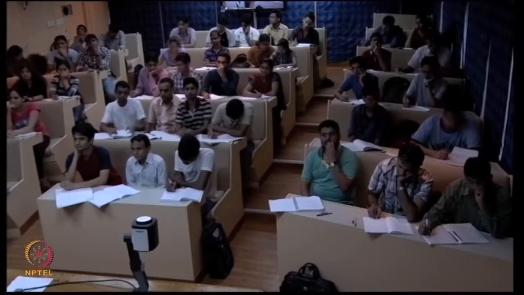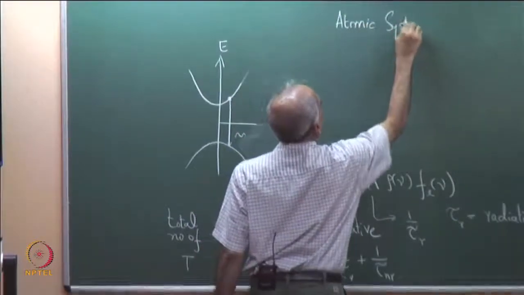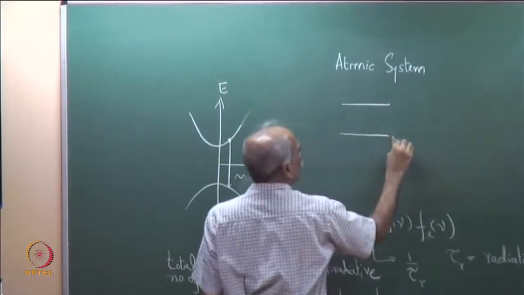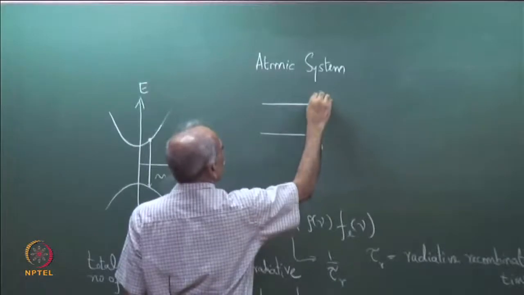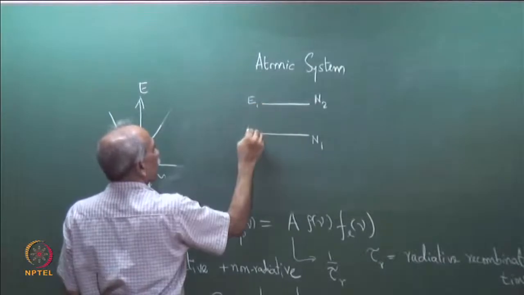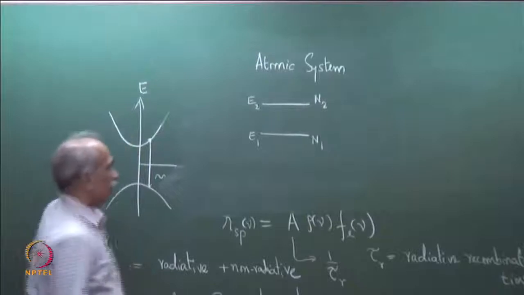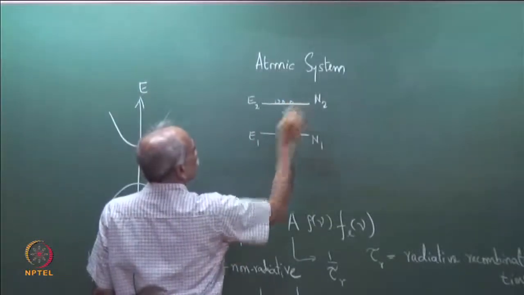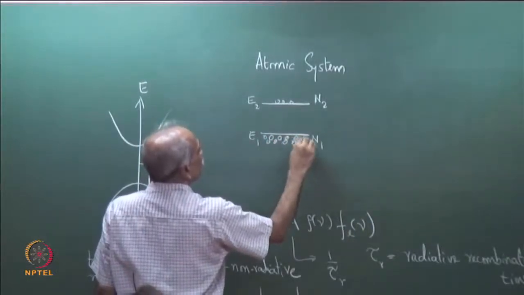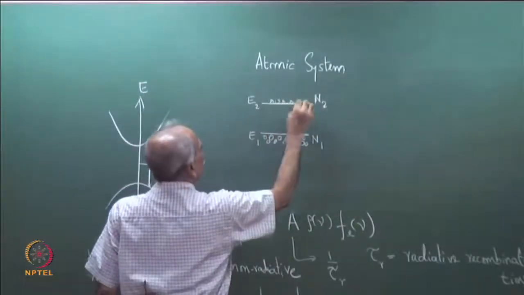See, atomic system, if you consider a two-level atomic system with N1 number of atoms in the ground state with energy E1 and N2 number of atoms in the excited state with energy E2. Then there are a large number of atoms in the ground state, which is given by the Boltzmann distribution. There are fewer number of atoms here.